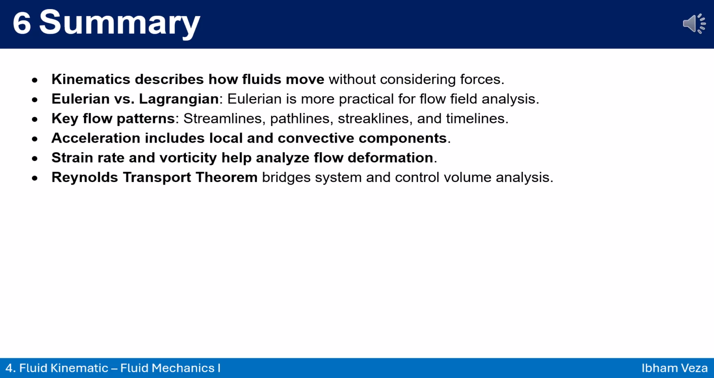Kinematics helps us describe how fluids move, without worrying about what causes the movement. Between Eulerian and Lagrangian views, Eulerian is more common since it focuses on what's happening at a point, making it easier to map flows. We've seen 4 key flow patterns: streamlines, pathlines, streaklines, and timelines. Each one shows us different aspects of fluid movement. Velocity and acceleration are broken into local and convective parts, helping us track how speed changes. Strain rate and vorticity tell us how fluids stretch, deform, and spin.